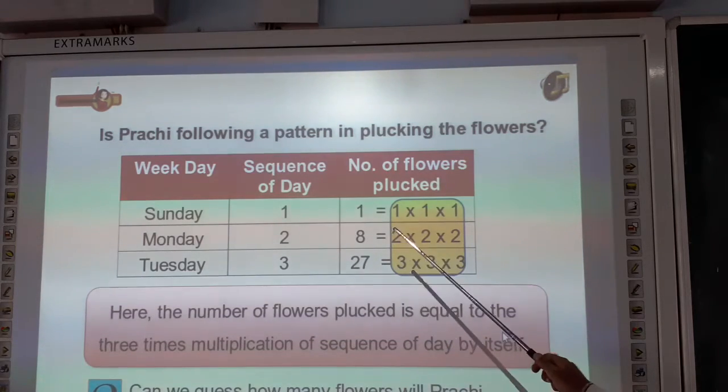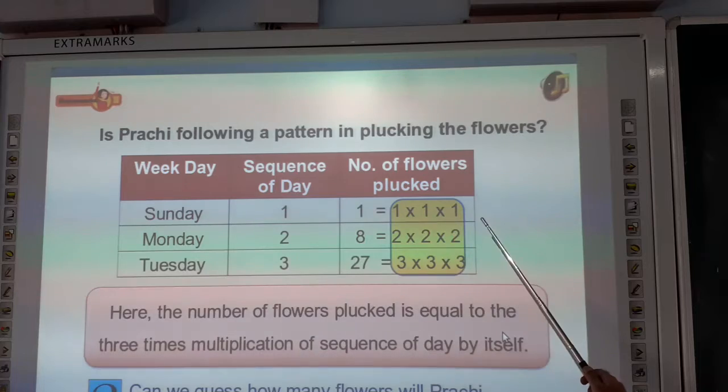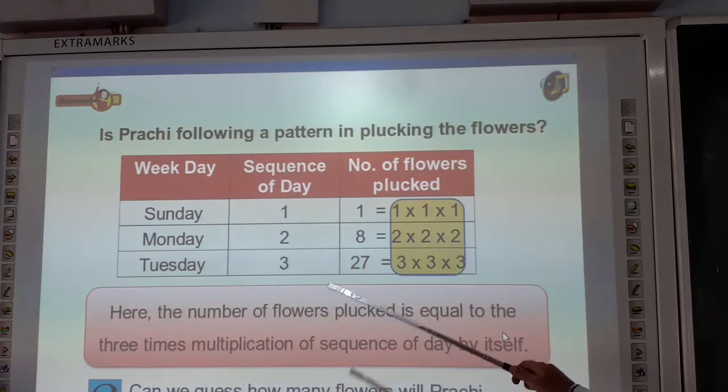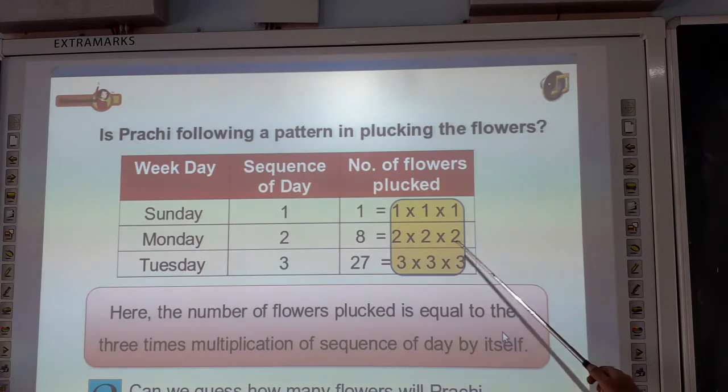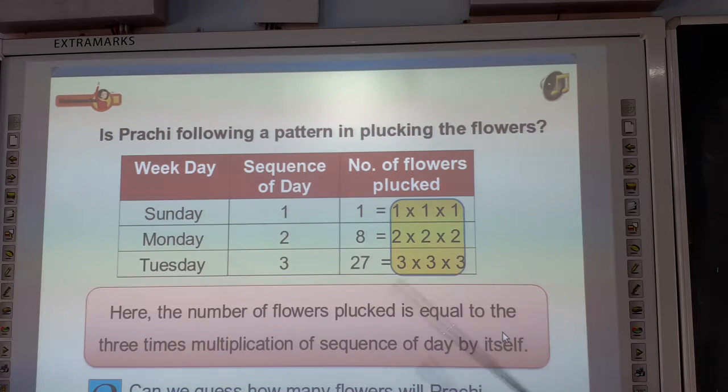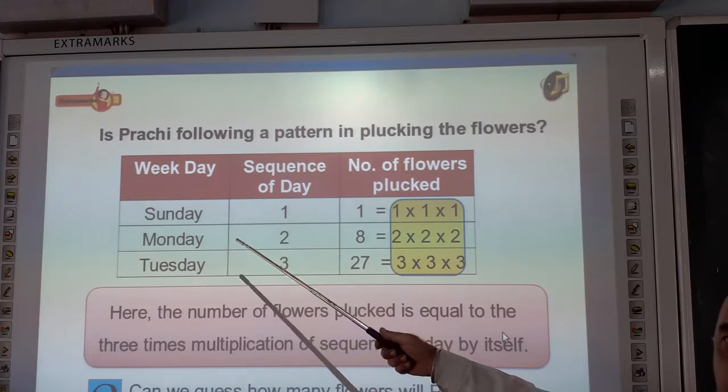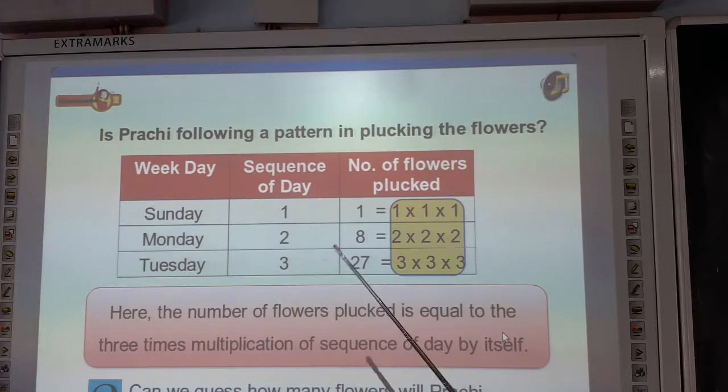On Sunday, 1 into 1 into 1. On Monday, 8. Tuesday, 27. Sunday is the first day, and cube of 1 is 1 into 1 into 1. Monday is the second day, and cube of 2 is 2 into 2 into 2, 8. So on Monday she plucked 8 flowers from the garden. On Tuesday, 27, and so on. 27 is the cube of 3.